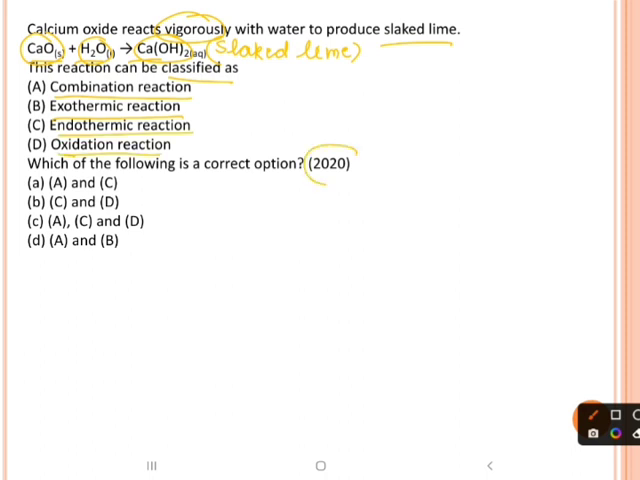This was asked in 2020. See, combination reaction, is it a combination reaction? Are the two elements combining? We can say yes, the two elements are combining. It is a combination reaction. Secondly, is it an exothermic reaction? So yes, it is again an exothermic reaction. Why can we say that? Because when it reacts vigorously, heat will be released, and if heat is released, it means it is exothermic. So it must not be endothermic, and it is also not an oxidation reaction. This means A and B will be the correct options. See the next question.